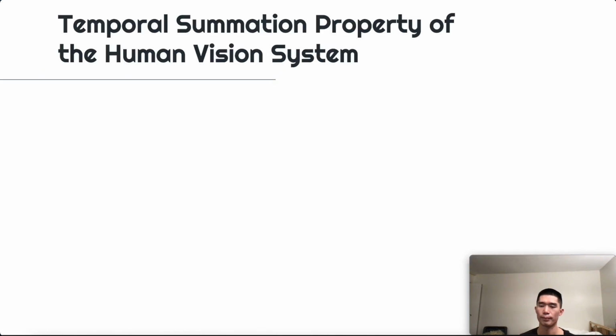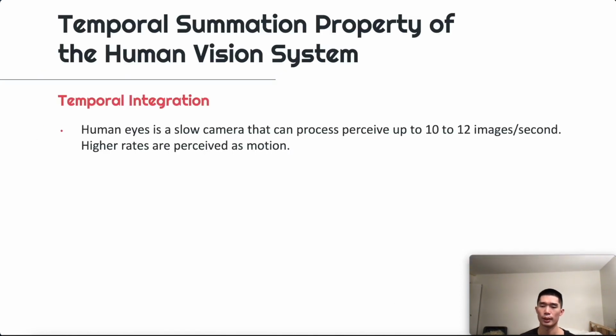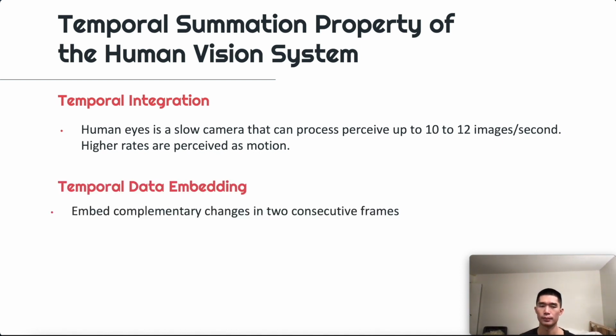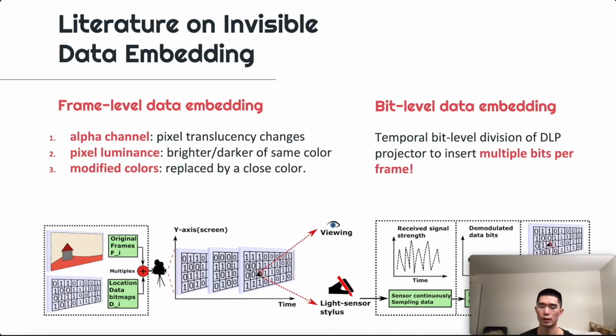the screen. And our project is basically based on the idea that human eyes are, in plain words, a very slow camera that is only capable of perceiving up to 10 to 12 images per second. Hence, higher rates are not perceived. So, a very simple and naive approach is to basically just embed light changes in every 2 consecutive frames. And that's actually one of the biggest categories in the existing literature.